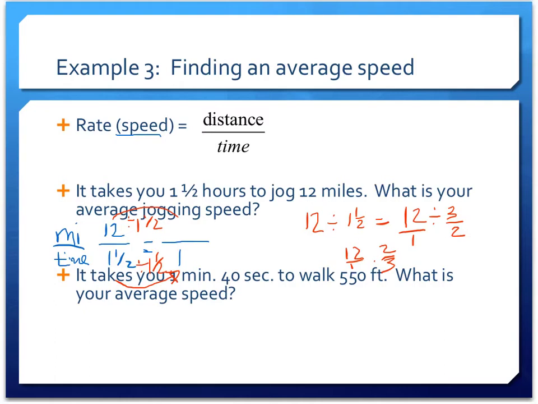Now I can cancel. And so 3 and 12 I can cancel and get 1 and 4. And 1 and 2 I cannot cancel, so I'm going to take top times top. 4 times 2 is 8. And 1 times 1 is 1. So basically what I'm saying is if I jog 12 miles in 1.5 hours, I can jog 8 miles per 1 hour. So that would be my speed, 8 miles per hour.